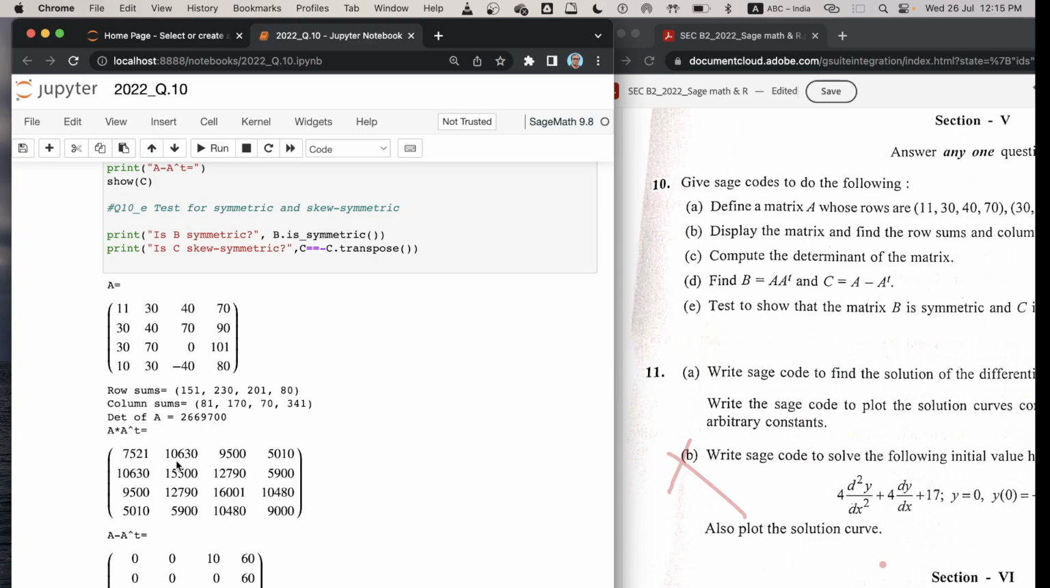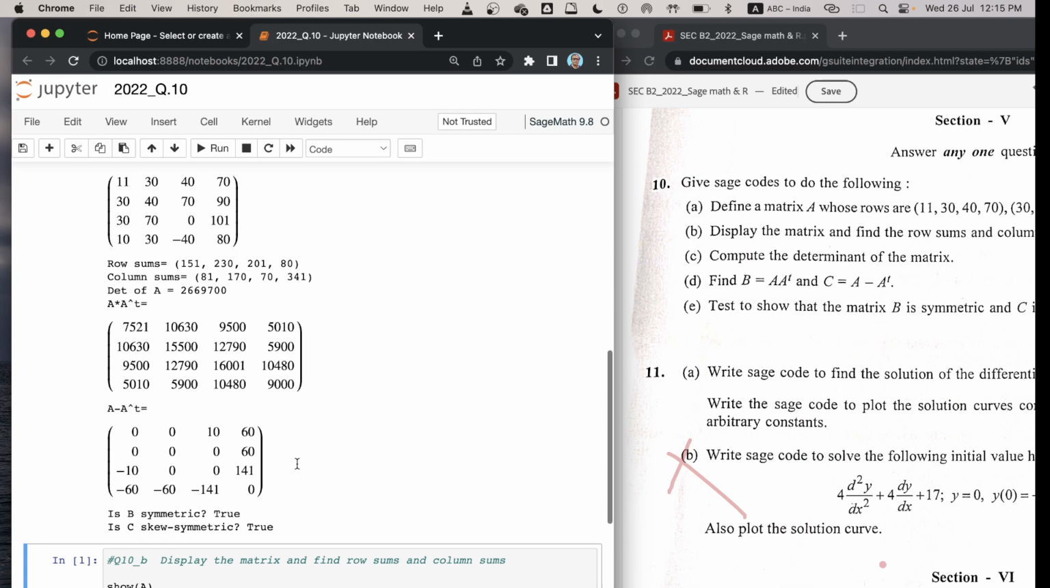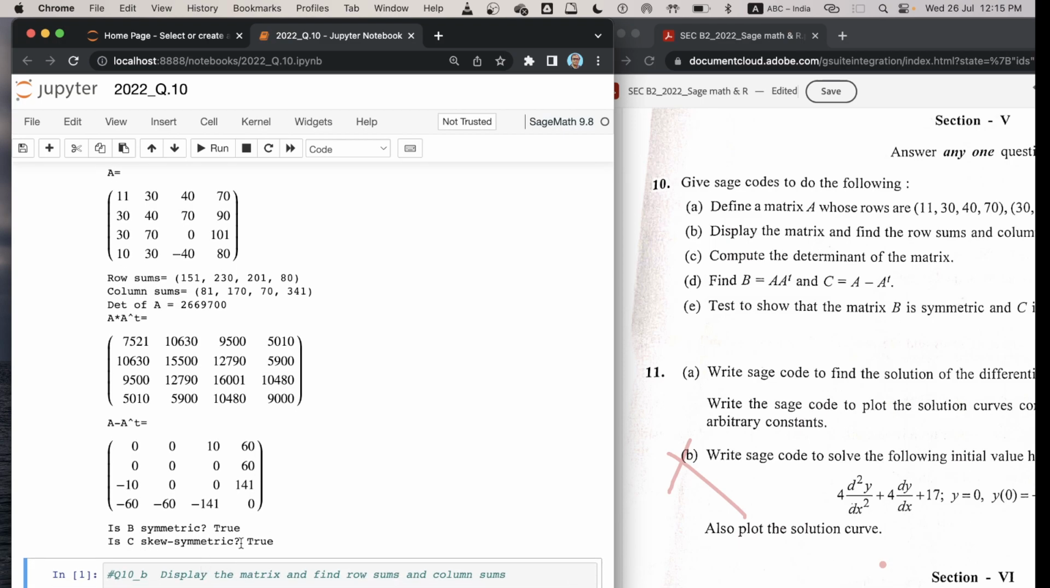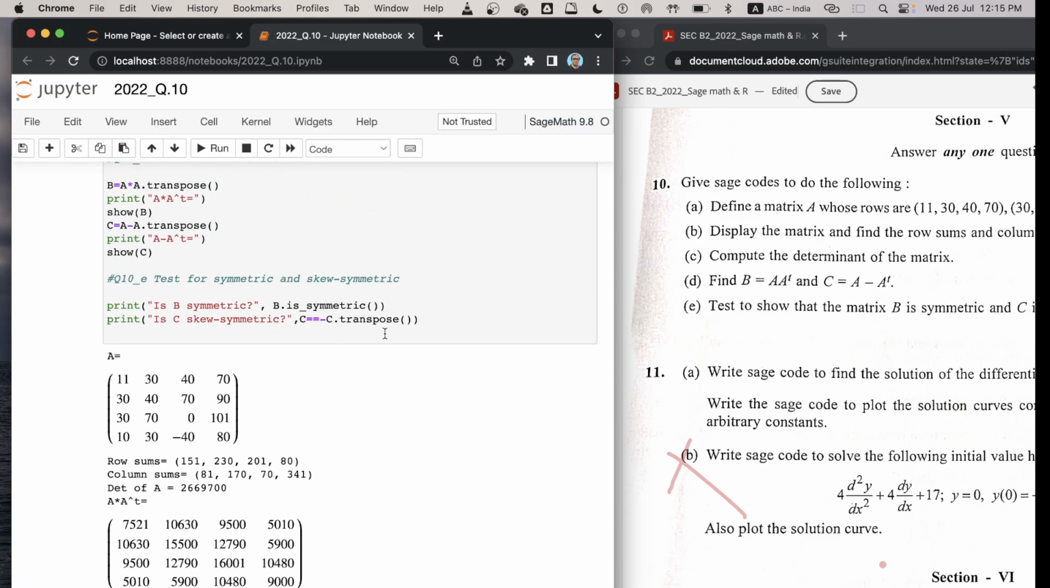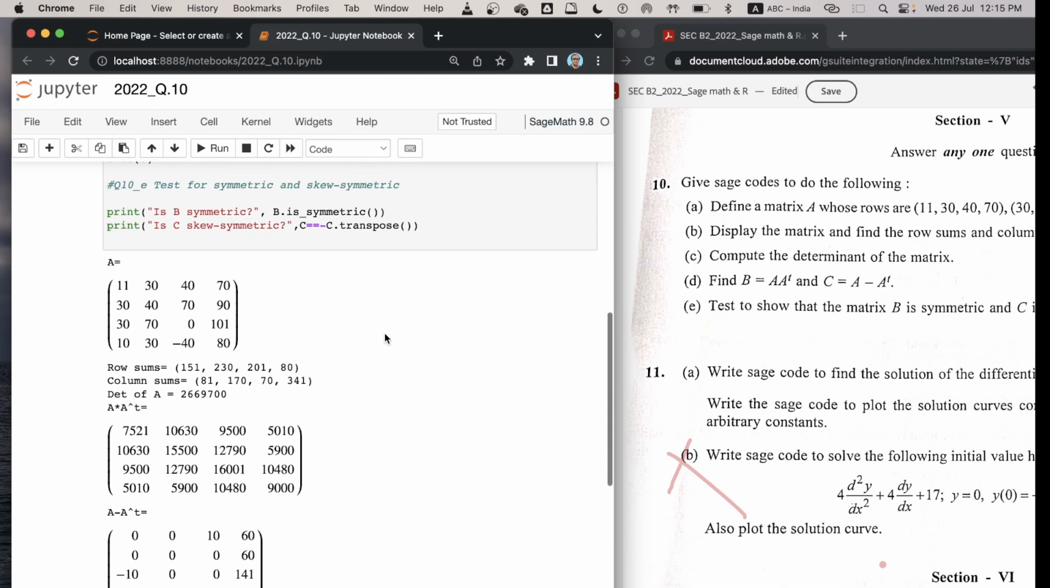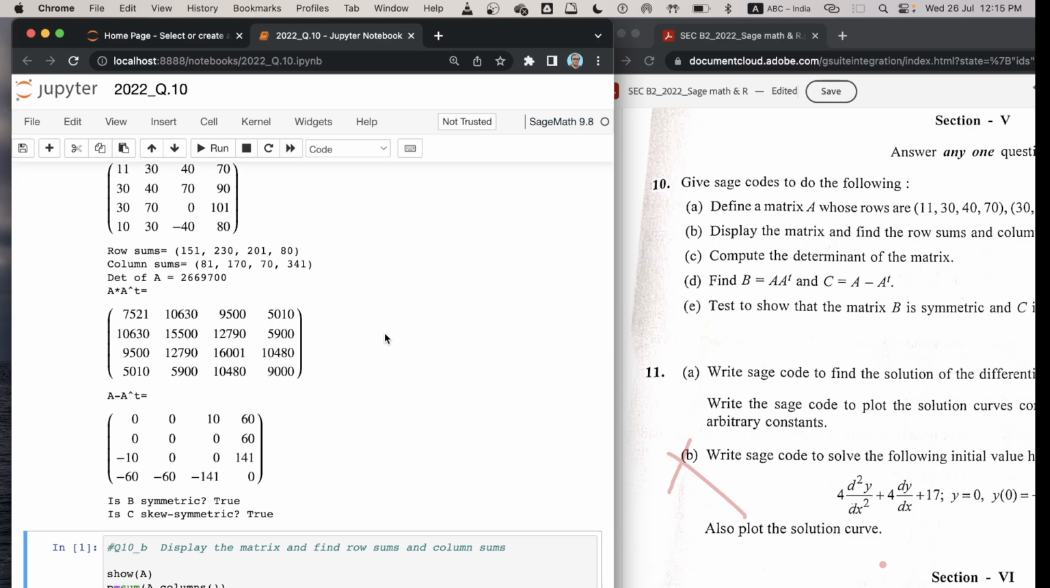Obviously, note that Aij equals Aji, so this is a symmetric matrix. And A minus A transpose is skew symmetric. For this, we check C equals minus C transpose. If it is false, then it is not skew symmetric. So it is true. C equal to minus C transpose holds. So C is skew symmetric is true, because for skew symmetric, Aij equals minus Aji.